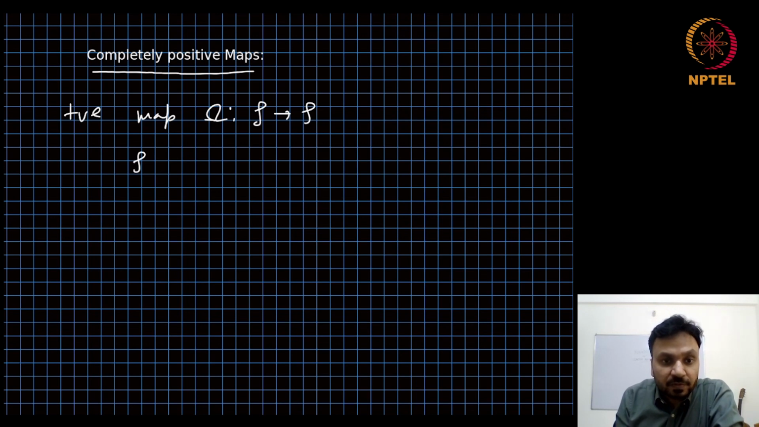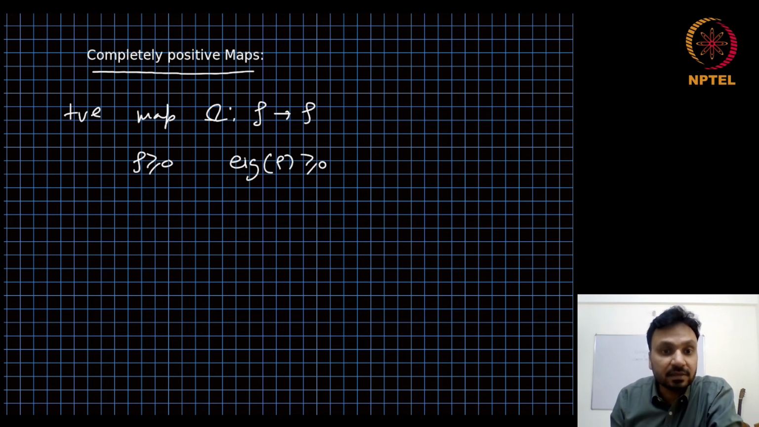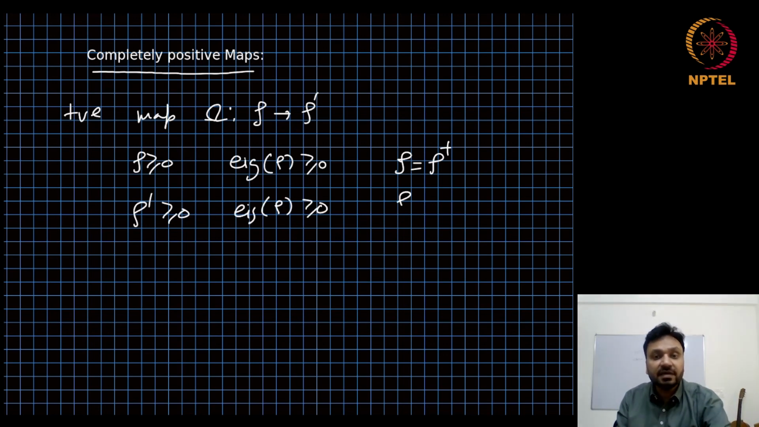So rho is a positive operator. It means its eigenvalues are positive, semi-definite. When we say positive, we can mean positive definite or positive semi-definite. It's a very small difference for us, but in mathematics it can be a big difference, but we are not worried about that for the moment. So rho is a positive operator, so its eigenvalues are positive, and rho is Hermitian, and it will be mapped to another operator rho prime, which has similar properties, that its eigenvalues are positive and it's Hermitian. So a positive map is Hermitian as well as positivity preserving.